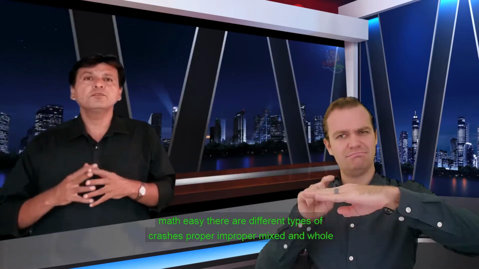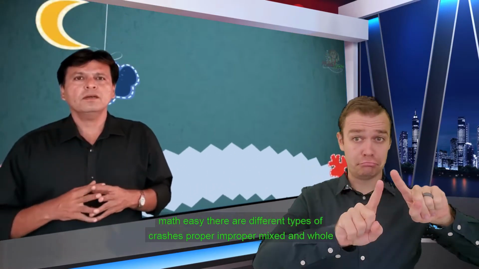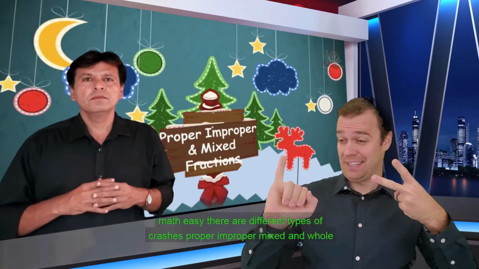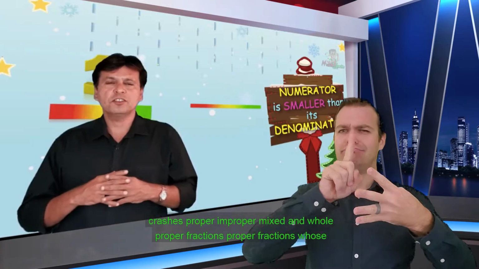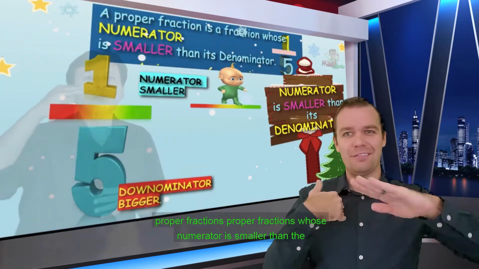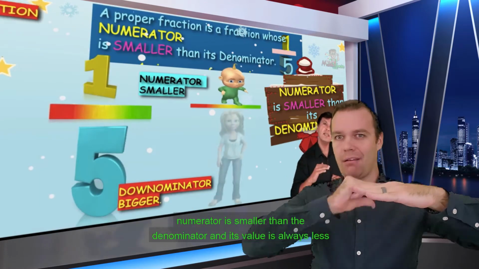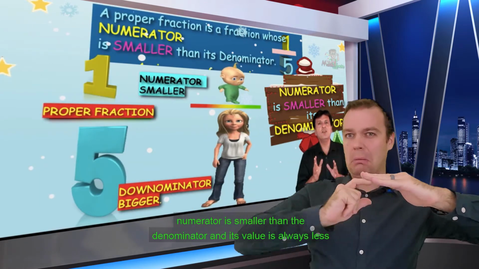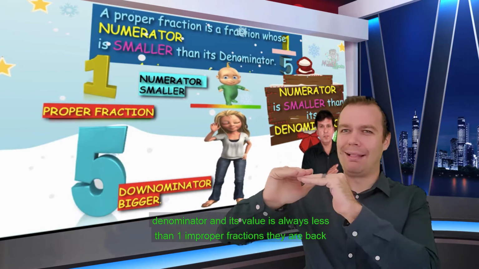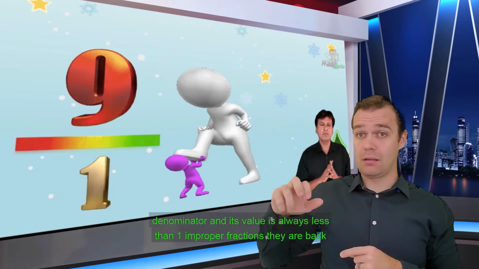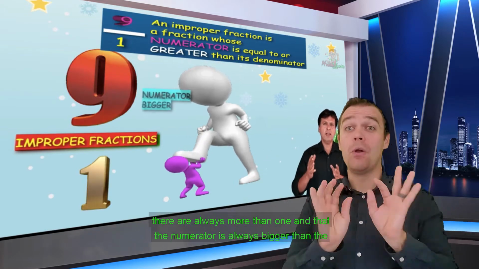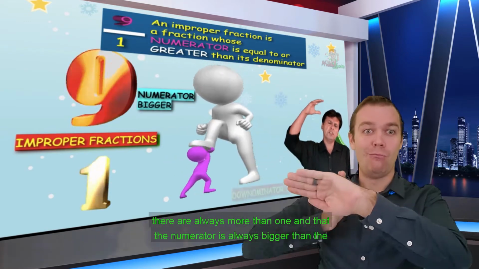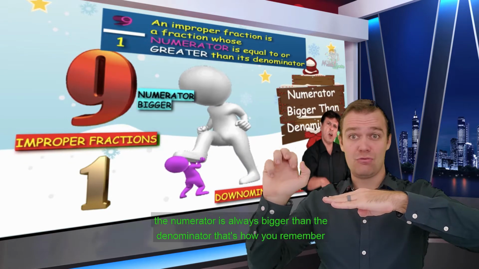There are different types of fractions: proper, improper, mixed, and whole. Proper fractions are those whose numerator is smaller than the denominator, and their value is always less than 1. Improper fractions, they are very bad, they are always more than 1. In that, the numerator is always bigger than the denominator.